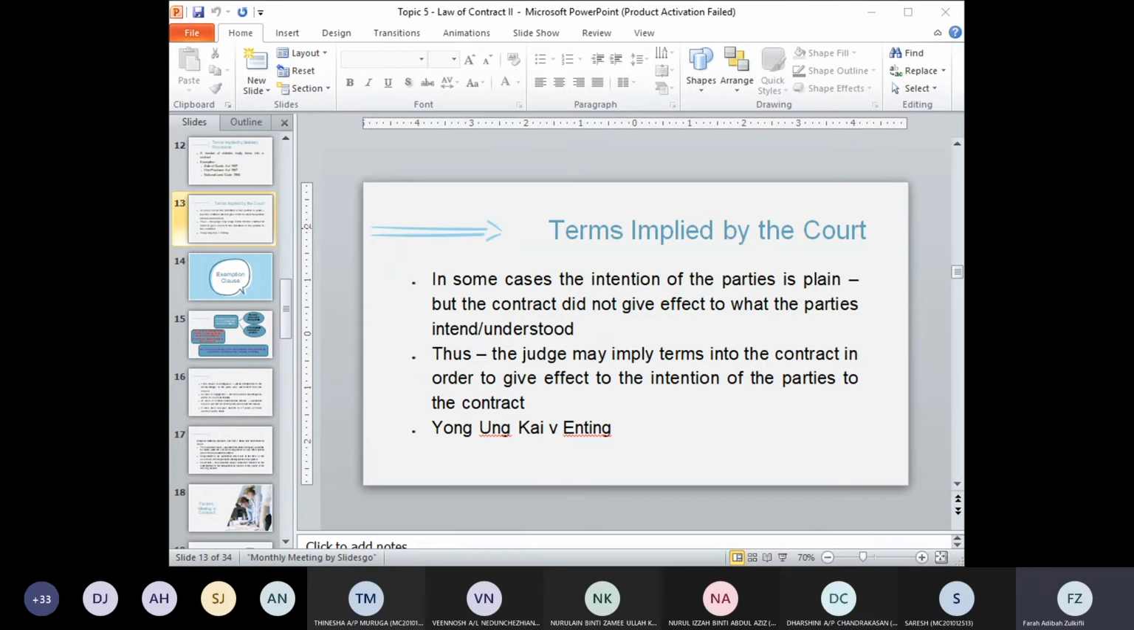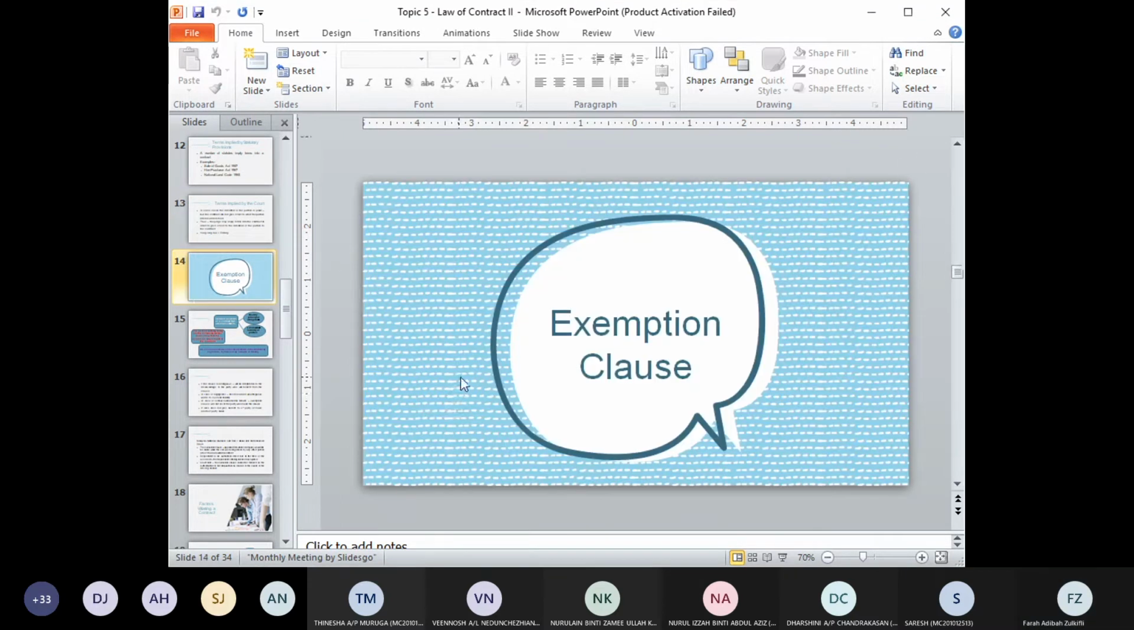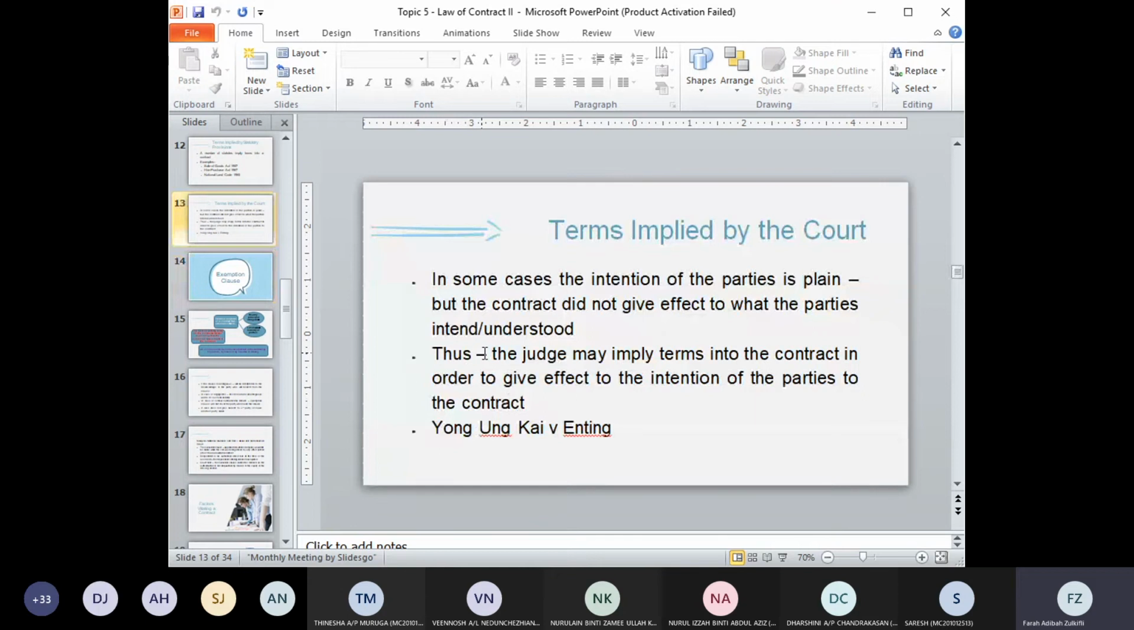Okay, so that is express terms and implied terms. Do you have any questions about express terms and implied terms? Yes, madam. Are the implied terms over here like concealed clauses inside a contract? Like, dia macam isi tersirat ke?